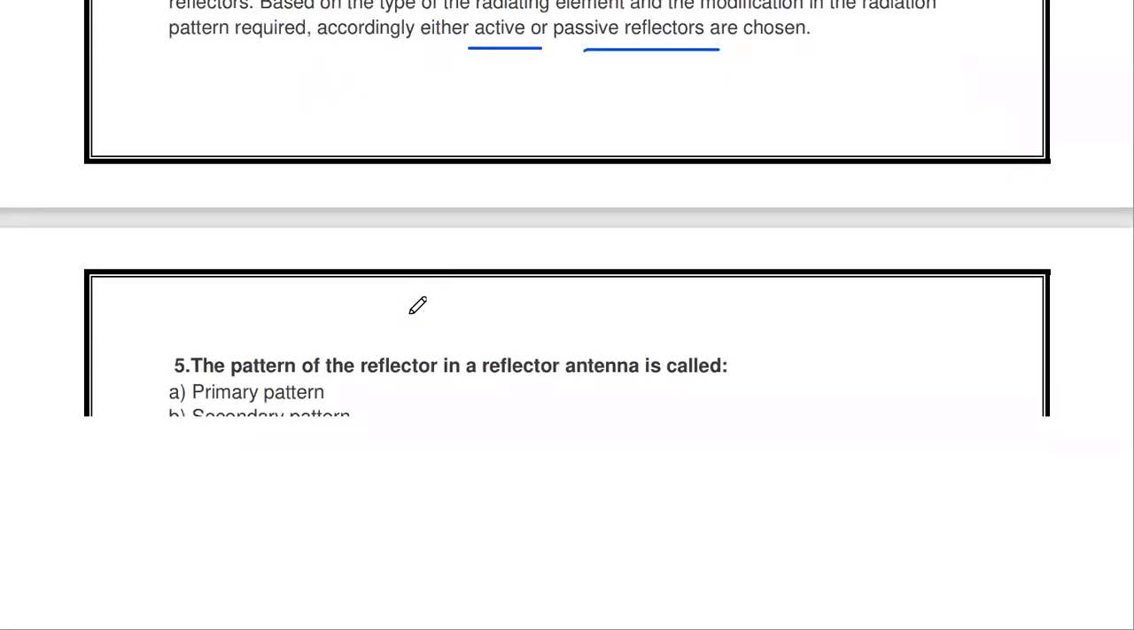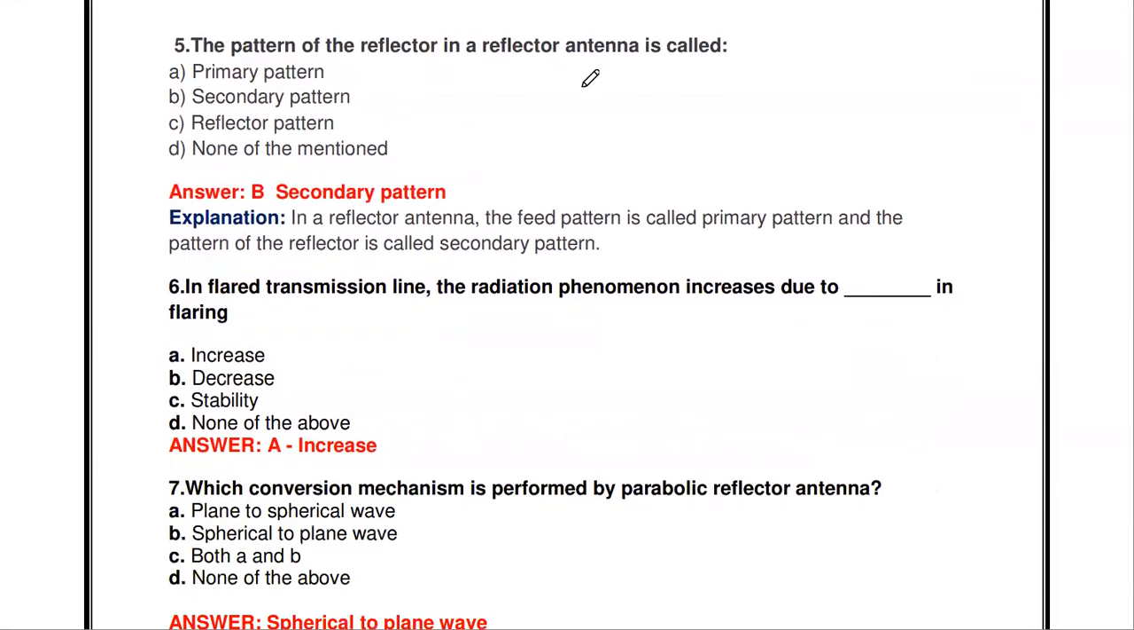Okay. Then the next one: the pattern of a reflector in a reflector antenna is called primary pattern, secondary pattern, reflector pattern, or none of the mentioned. In a reflector antenna, the radiation pattern of the reflector is called the secondary pattern. The primary pattern is nothing but the feed pattern. Whichever antenna we use for the feed, the radiation pattern of that feed element is called the primary pattern. The radiation pattern of the reflecting antenna is called the secondary pattern.